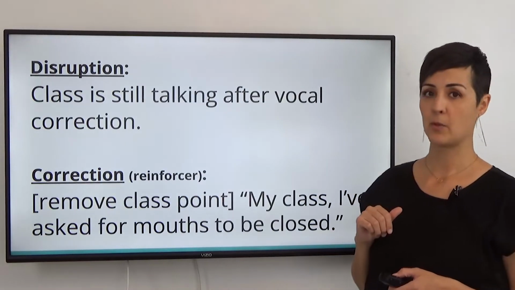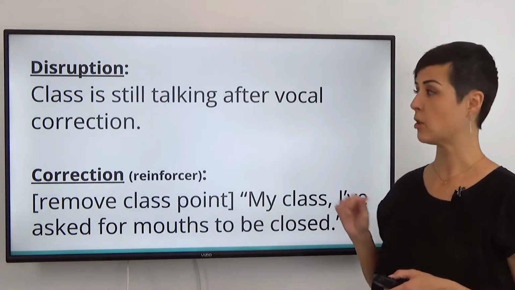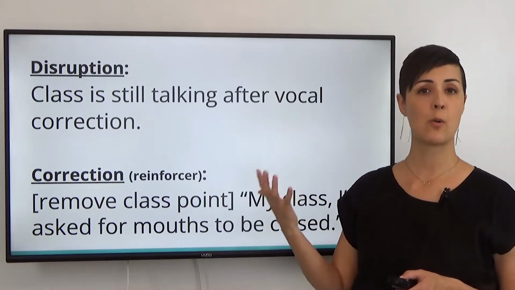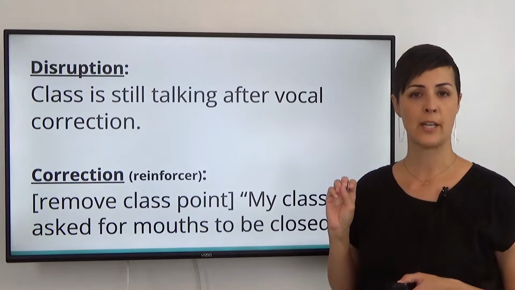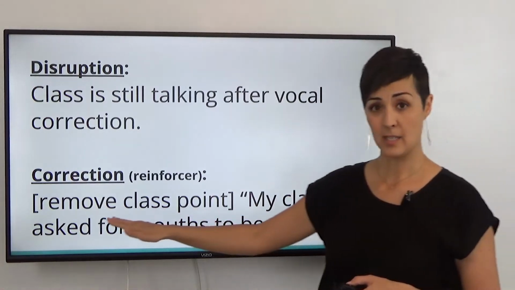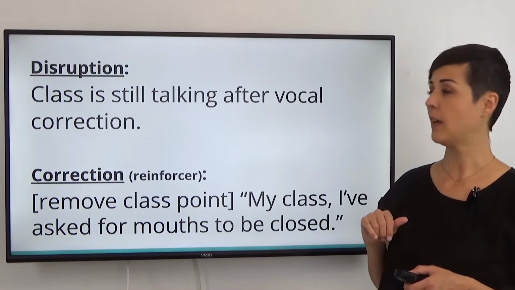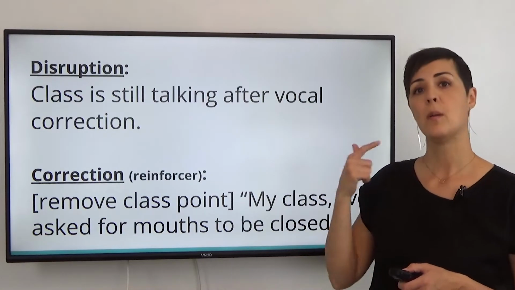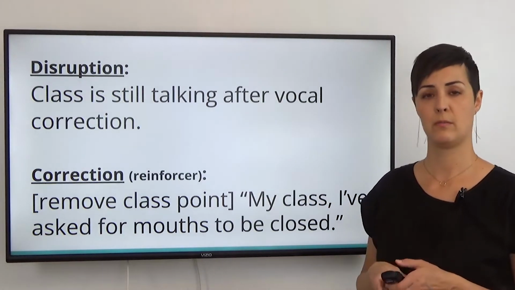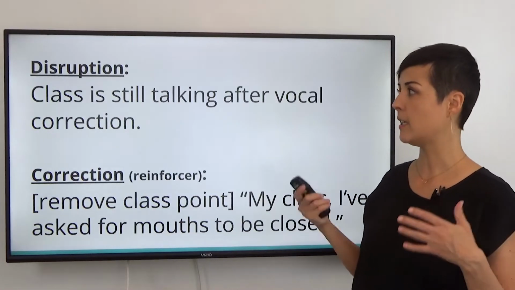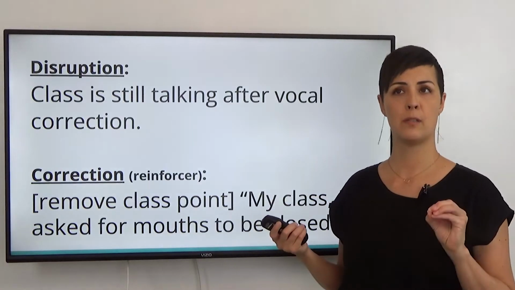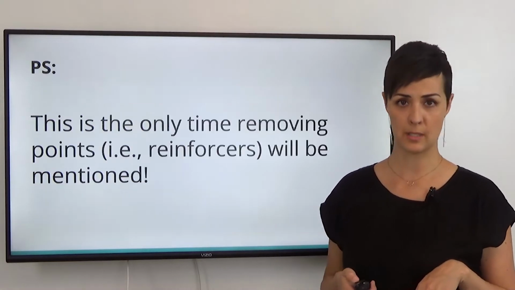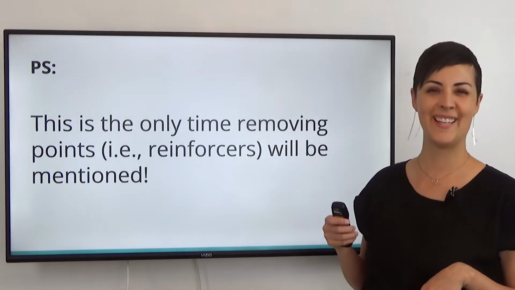Okay, let's suppose, in terms of removing a reinforcer, that your class is still talking even after you've given a vocal correction. You've asked for quiet and there's still some chattering or some whispering. In that case, I'm going to remove the class point while saying, "My class, I've asked for mouths to be closed. I'm taking this point because we're closing our mouths now." And the idea in each of these is that you remove something that is being disruptive so that you stop the disruption from persisting.